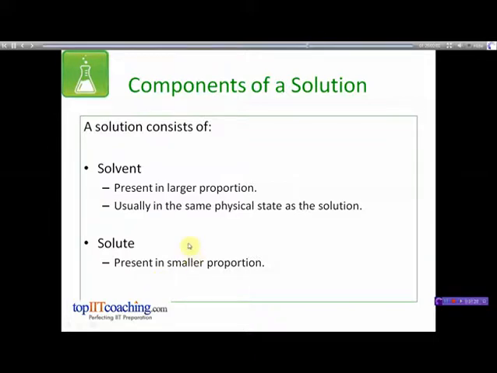We just discussed the example of salt solution. The salt which is present in smaller proportion, that is 2 or 3 grams, is the solute in that case, and water which is present in larger proportion, that is around 100 ml, is the solvent in that case. Now the solvent and the solution both are in the same physical state, that is liquid.